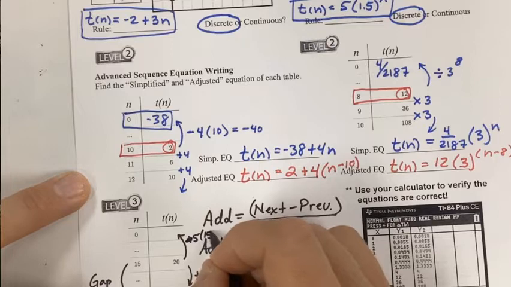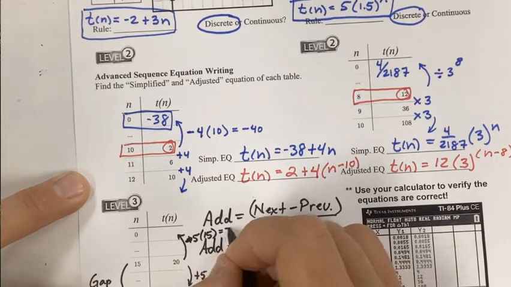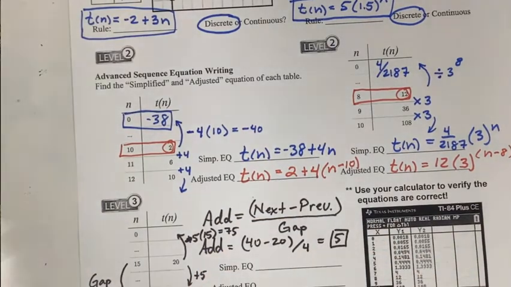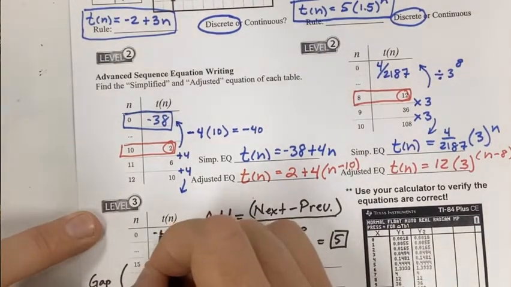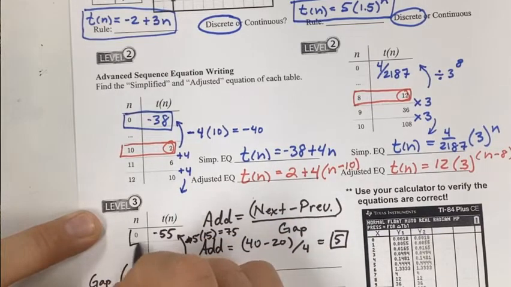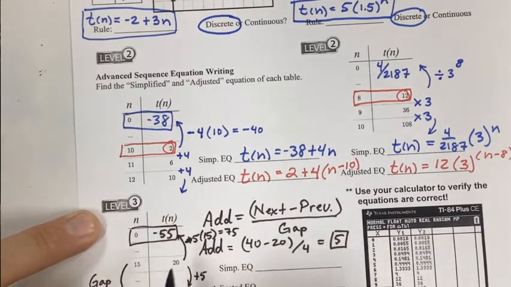15 times. And if you subtract 5 15 times, that's a total of 75. So if you subtract 75 off of 20, you're going to be at negative 55. So negative 55 would go right here. Now you know the starting value. You also know what it's going by right here. And then you can now write the equation.